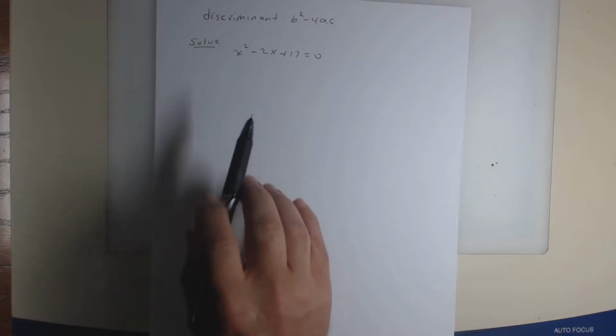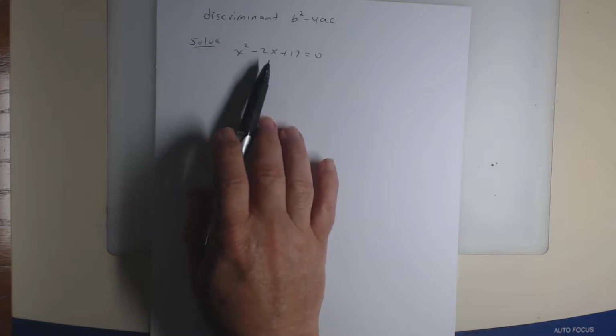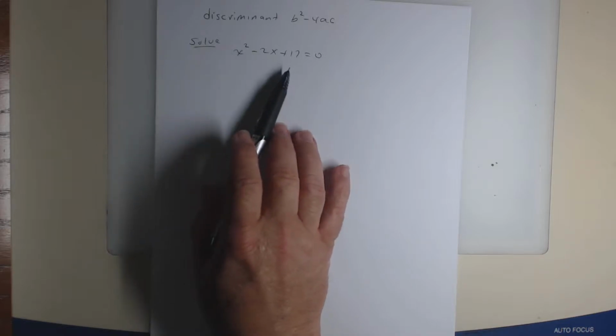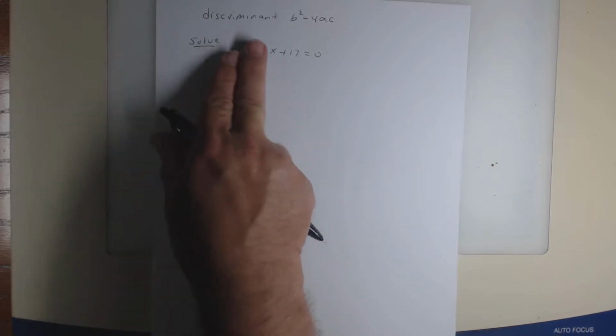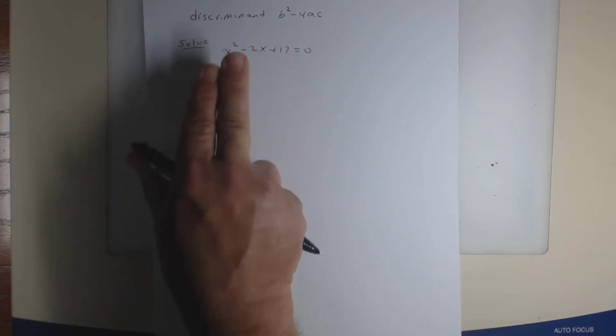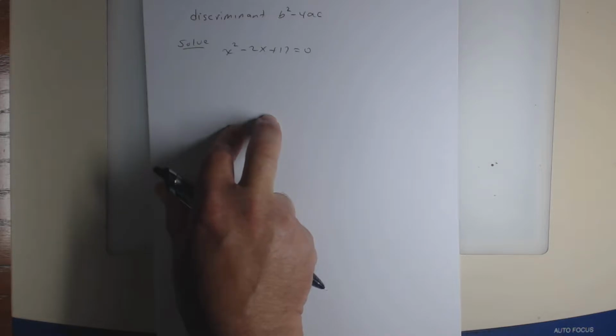Okay, so let's solve this equation again. So I have x squared minus 2x plus 17. First of all, what kind of equation is this? No, that's not linear. If the x squared wasn't there, then it would be linear. What is it? Quadratic. Yeah, the formula says quadratic formula, right?